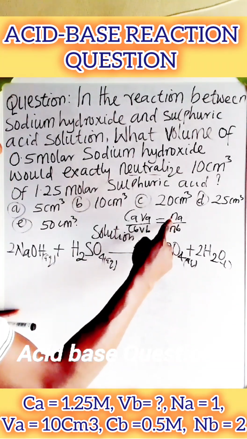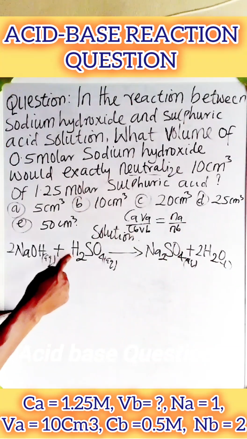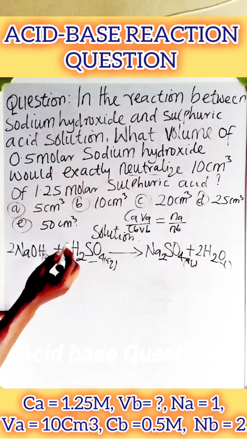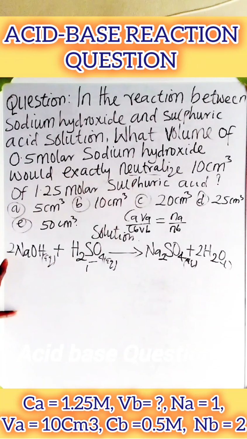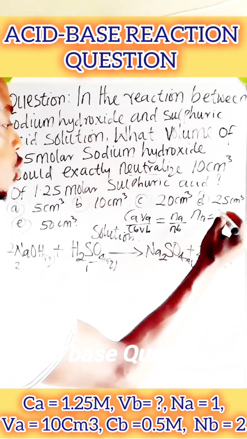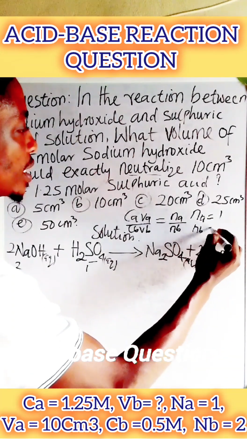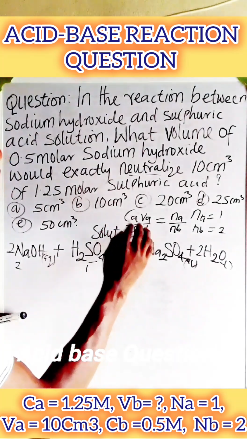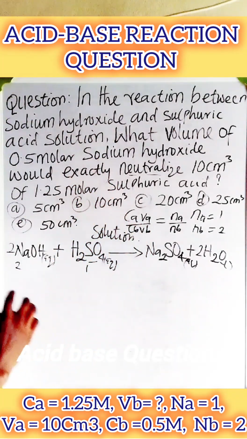The number of moles of acid is this. This is our acid, and the number of moles here is 1. The number of moles of base here is 2. So invariably our Na is equal to 1 and our Nb is equal to 2. We know all these parameters already because they are given to us in the equation.